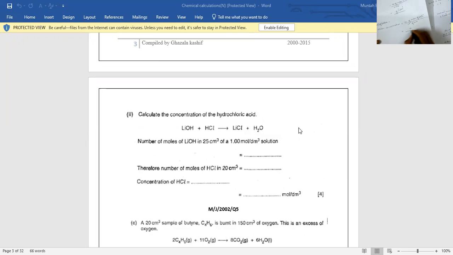I'm giving it X. Volume of solution is 25, but I will now convert it into dm. So 25 cm cube, I will divide that by 1000. I'm going to get 0.025. Molar concentration according to the question is 1 mole per dm cube. I cross multiply. Number of moles is 0.025 moles of lithium hydroxide.